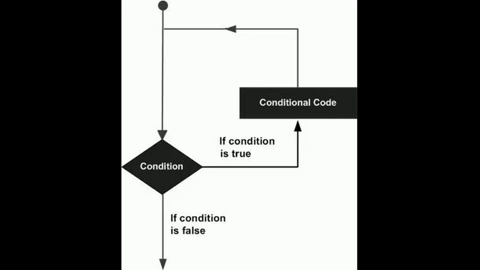A loop statement allows us to execute a statement or group of statements multiple times, and following is the general form of a loop statement in most of the programming languages. Java programming language provides the following types of loop to handle looping requirements: 1. while loop, 2. for loop, 3. do...while loop.